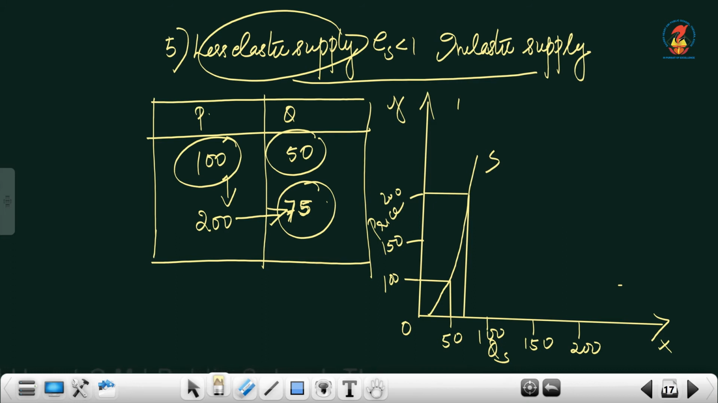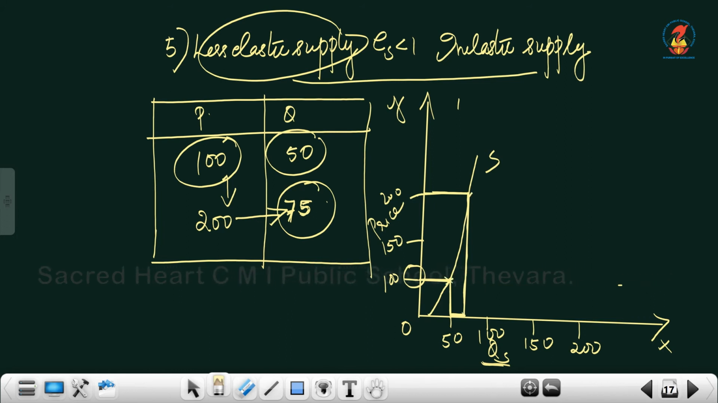So with that, if we draw the diagram, you can find 100 is the price. At that price, 50 is the quantity supplied. QS is the quantity supplied. Always remember, for both demand and supply, if you draw a diagram, quantity demanded or supplied should be marked on the x-axis. Price should be represented on the y-axis. Now, at price 200, he is selling only an amount of 75. So only a small change in the quantity can be found here.